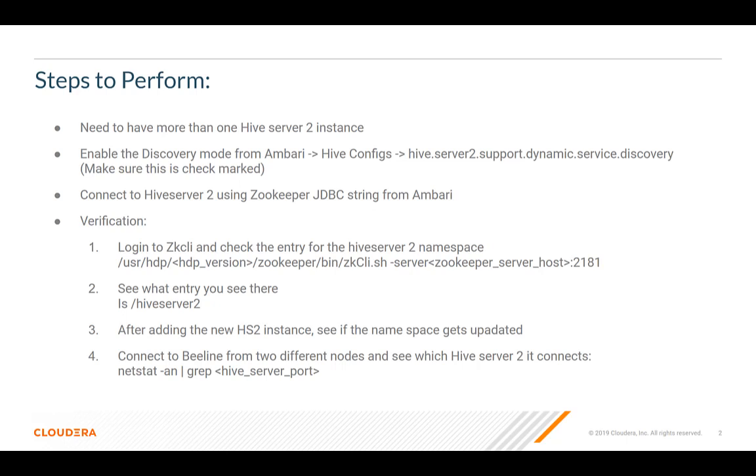Ideally, we usually use the default port number, which is 10000, and the HiveServer2 host name when we try to connect to HiveServer2 from Beeline. So we will have a look into that as well. To verify, we will first check what the entries are for the HiveServer2 namespace in the Zookeeper command line interface, which is the ZKCLI. We will see what the entry is before adding the HiveServer2, and then we will do a netstat at the end just to check if the load balancing has been happening properly or not. So let's have a look into it in a practical approach now.